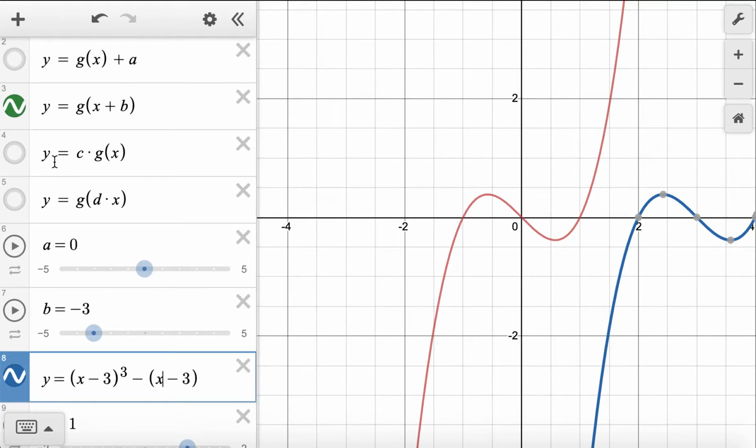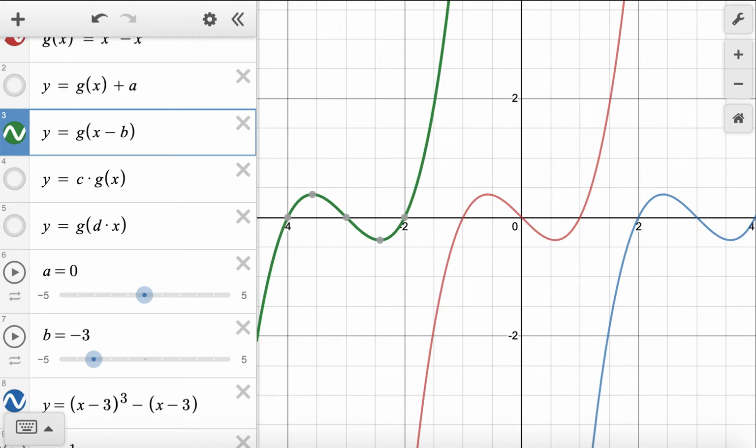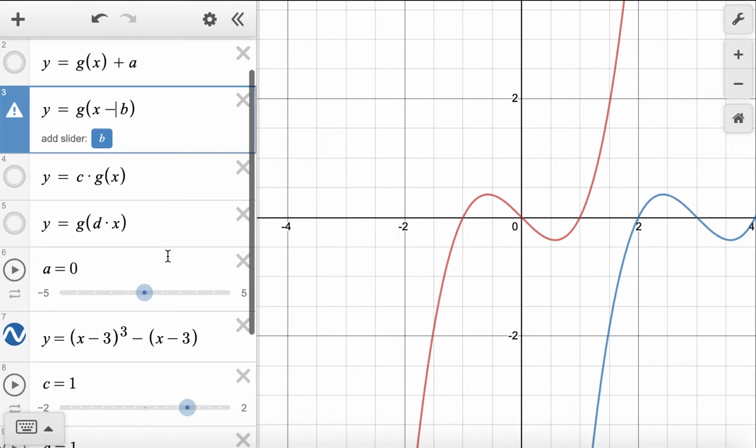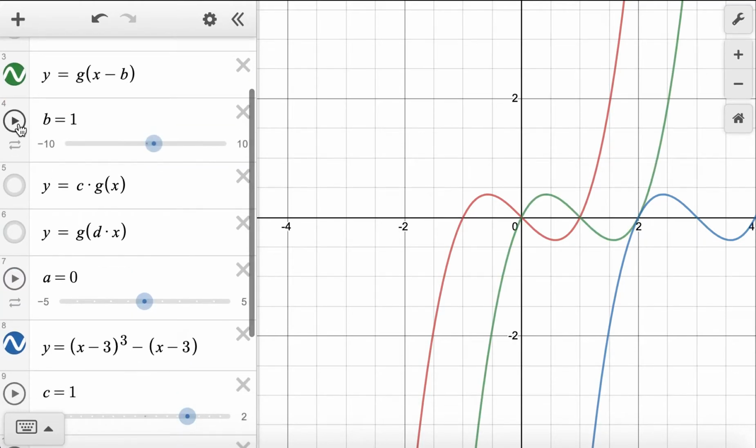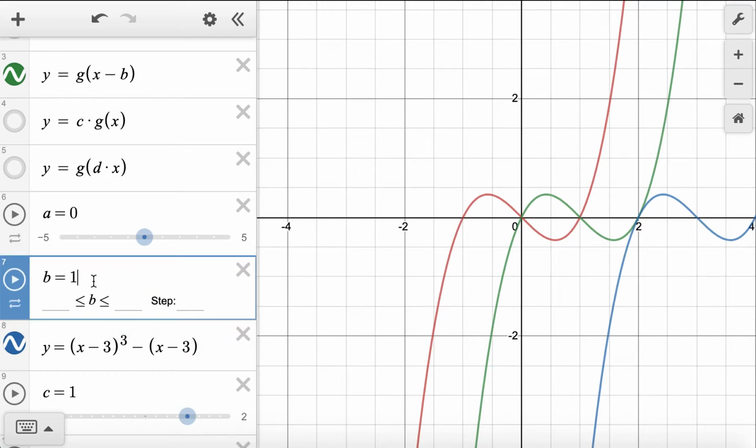And because these x coordinates sometimes work in the opposite direction, a lot of times, instead of writing this equation as plus b, we might write it as minus b. Oops. Shoot. And then the slider kind of works again in the way that we would expect. Get from -5 to 5.